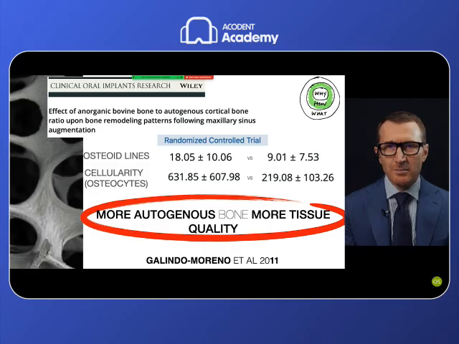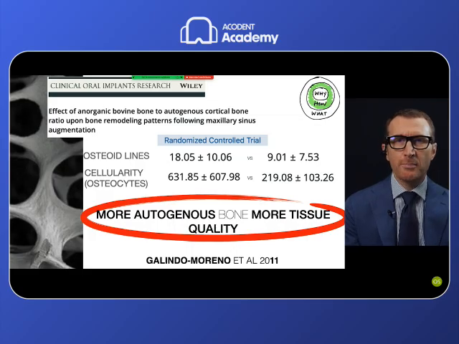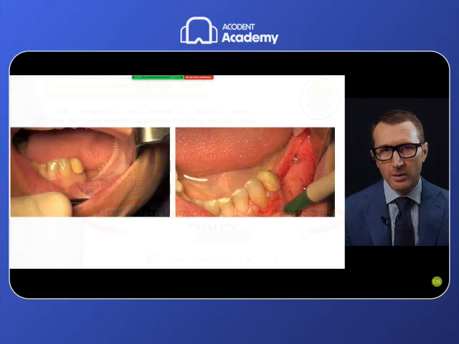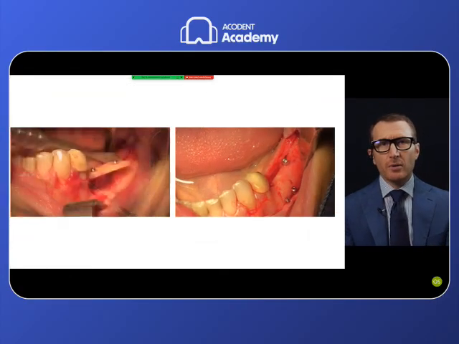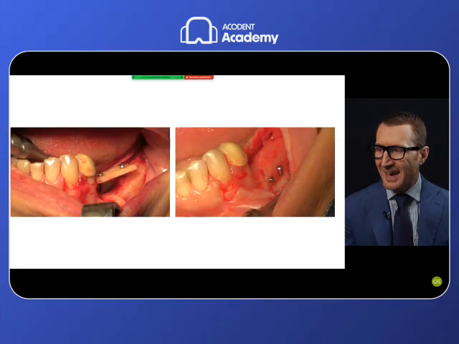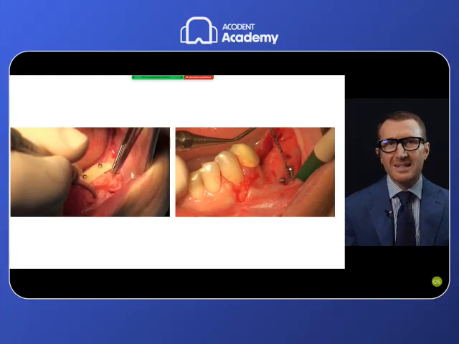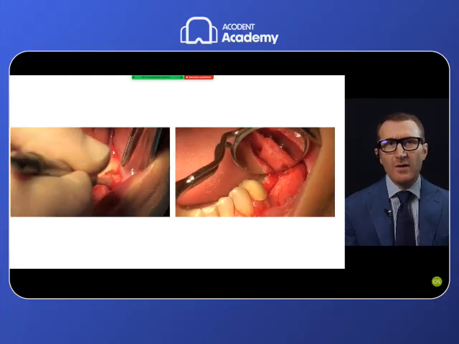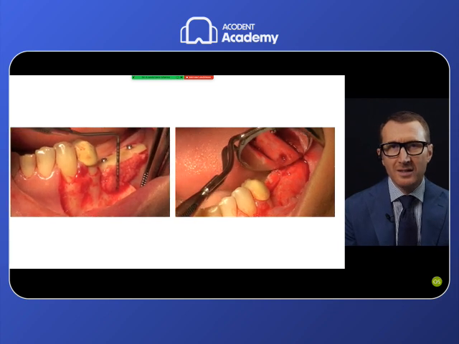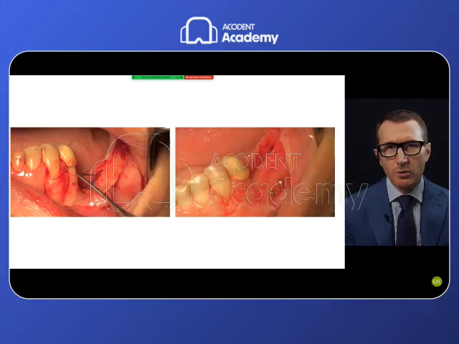So more cells means more quality, and more quality we can obtain by improving the quantity of the autogenous bone. Autogenous bone in a critical size defect is amazing because it can really improve the predictability in a very short time frame. In this case, this approach is following the Curie technique.